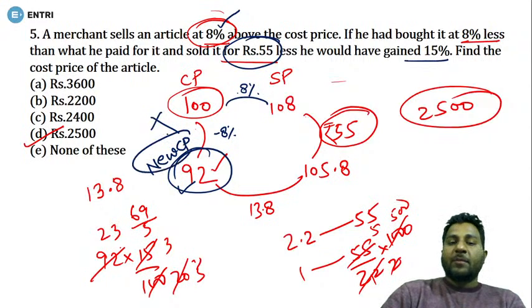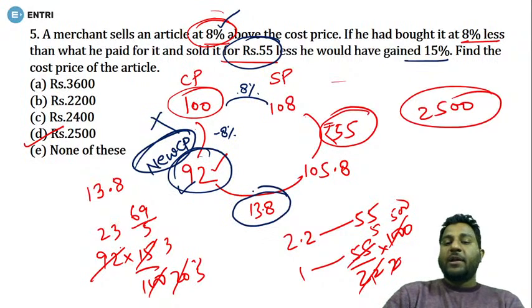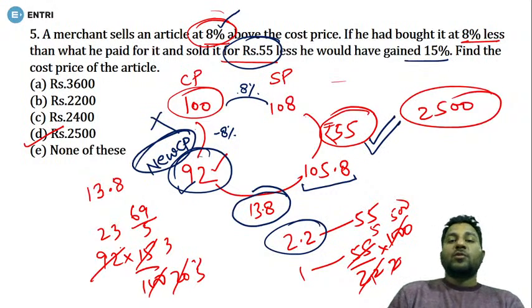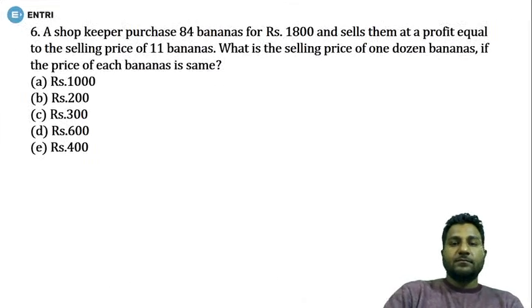So on the new cost price, 15% on 92 would be 13.8, and we will add 13.8 to make it profitable, but that comparison is 2.2 units less. Why? Because we have already sold 55 rupees less. That's why. Next one.